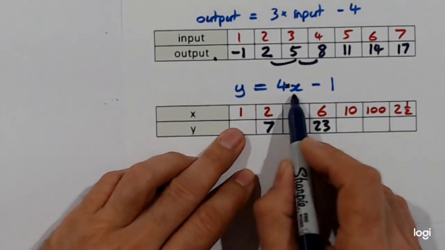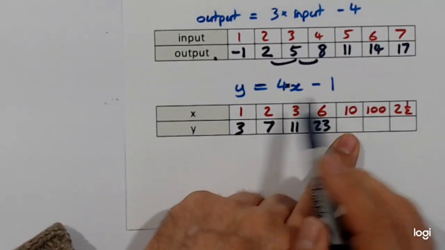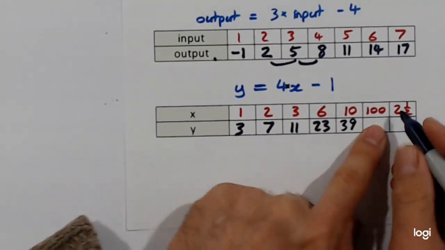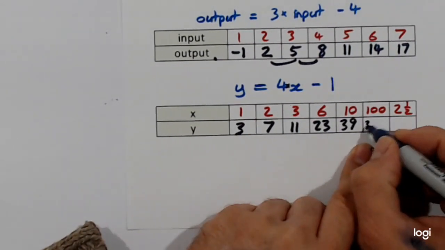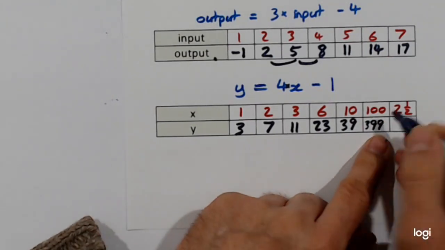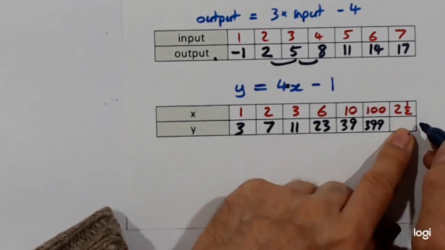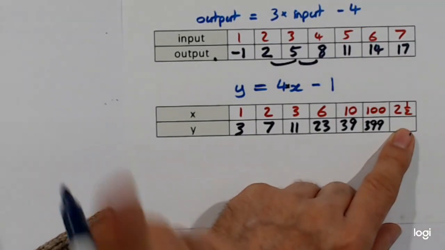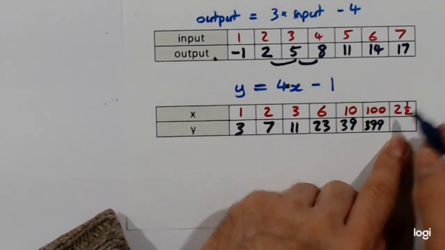Okay, put a 1 there. 1 times 4 is 4. 4 minus 1 is 3. Right. 10 4s are 40. 40 minus 1 is 39. 100 times 4 is 400. 400 minus 1 is 399. Again, don't be scared of big numbers. You're doing the same thing with them. 2.5. This will work with fractions and everything. 2.5 times 4 is 10. Trust me. Again, if you don't know, grab a calculator, find out. 10 minus 1 is 9.